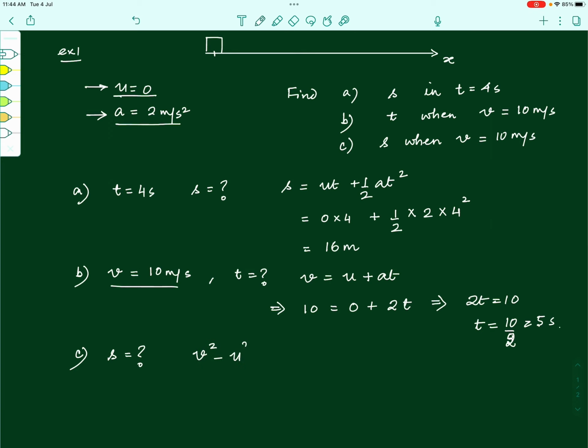v squared minus u squared is equal to 2as. We know that v is equal to 10 meters per second, right? So we can substitute it here. 10 squared minus 0 squared is equal to 2, a is given to be 2 and we are looking for the value of s. So from here we can write 100 is equal to 4s or s is equal to 100 by 4, that's 25 meters.